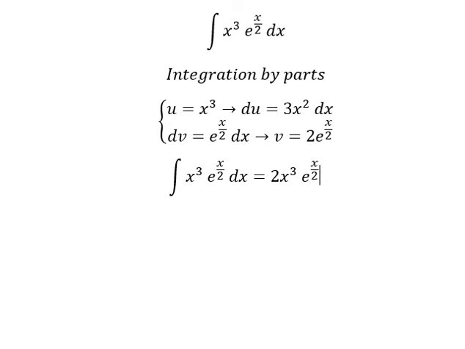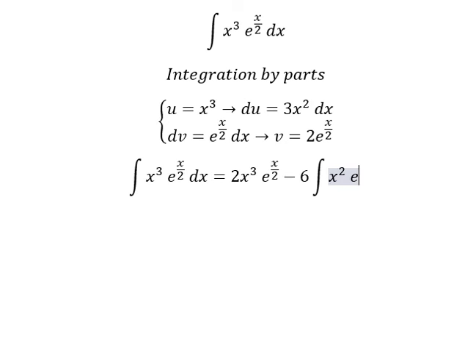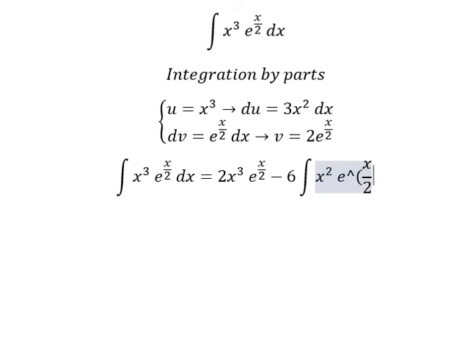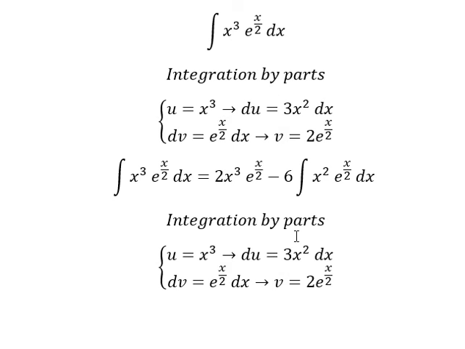minus we have the u multiplied by v, so we have number 6, and we have the integration s squared e to the power of s over 2 ds. So we continue using integration by parts again, but this time it's about s to the power of 2. This one we have 2s.